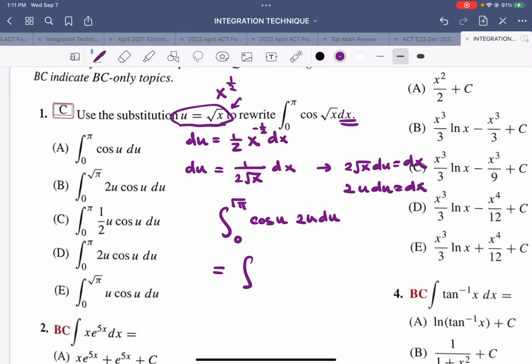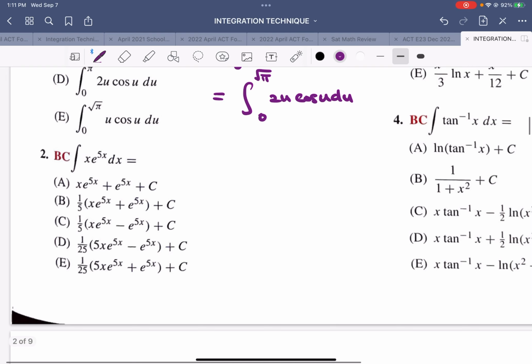So when you rewrite it, then 2u you can write in the front, and then B is the answer. Number 2.